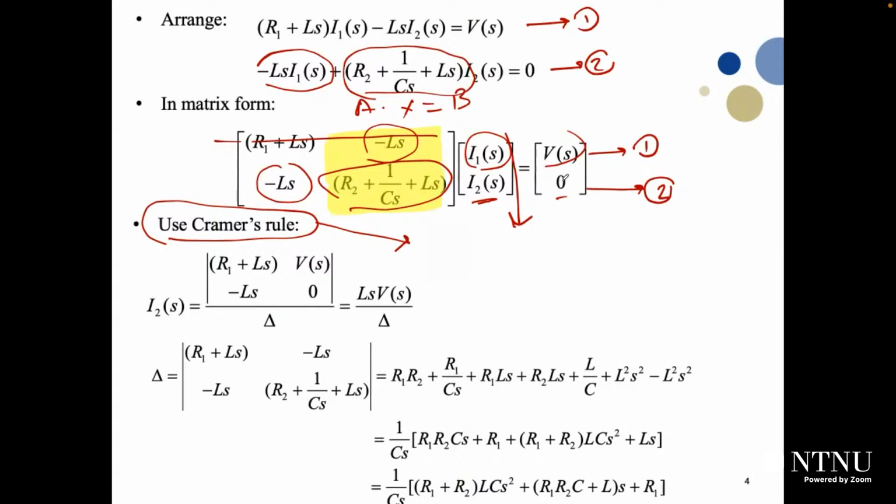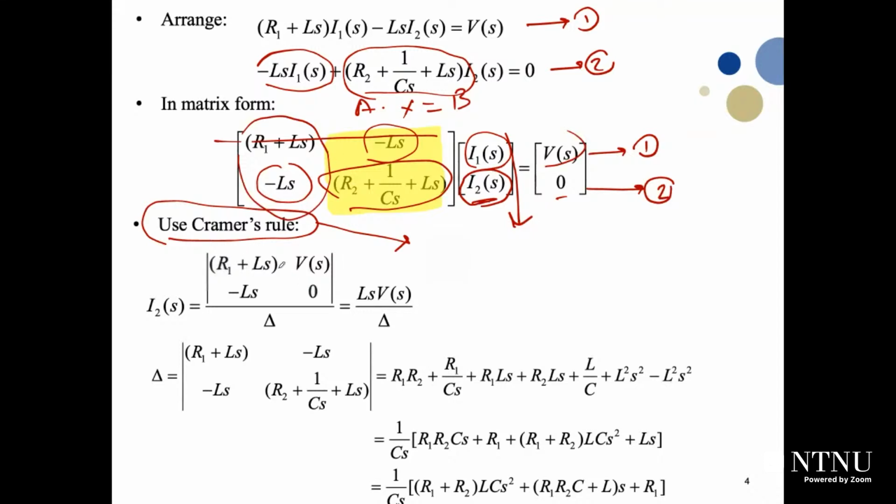We will use this Cramer's rule. In Cramer's rule, if you want to solve for I2, we need to replace this column, because this column is connected with I2. Those are the coefficients of I2. We will replace the second column with the output, V of S and 0, and we will take the determinant, right? So if you want to solve for I2, we need to replace the coefficient of I2 with the right-hand side, V of S and 0. If you want to solve it for I1, we will replace column number 1, which are the coefficients of I1 of S. We need to get I2 of S.